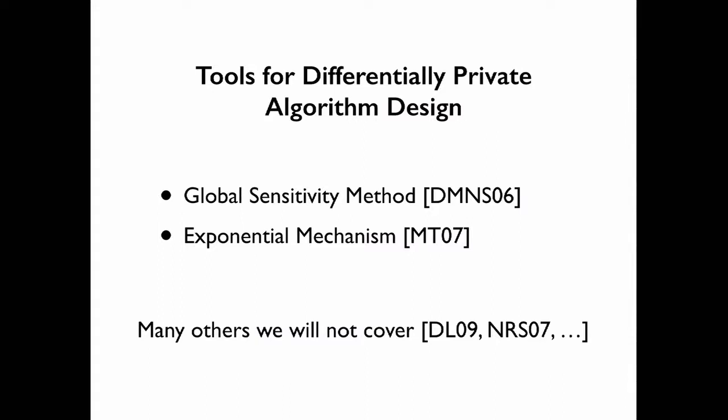So the two tools I will talk about are called the global sensitivity method, which is due to Dwork et al. 2006, and the exponential mechanism, due to McSherry and Talwar 2007. There are quite a few other general differentially private algorithm design tools, like propose-test-release, smooth sensitivity, and so on. But for the purpose of this tutorial, I'm not going to talk about them. I invite you to go look them up. We will talk about these two methods because we are going to use them a little bit later along the tutorial.